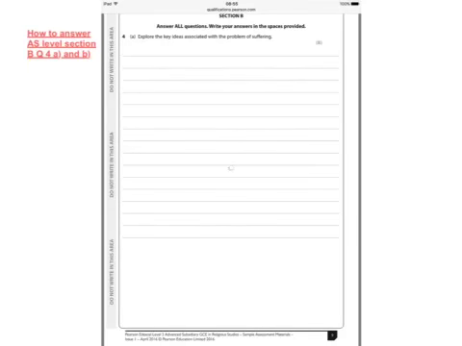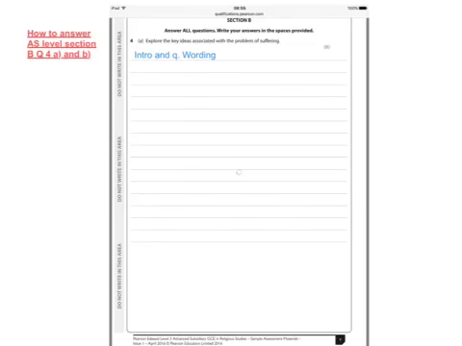This is a short style guide for the Edexcel Religious Studies A level paper, section B, questions 4A, the short 8-mark question shown here, and B, the extended question on the paper. The first thing you'll need to provide for this 8-mark question is an introduction and question wording, which will be embedded into your first paragraph.